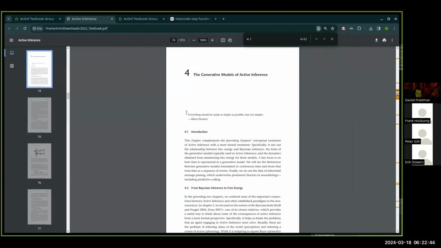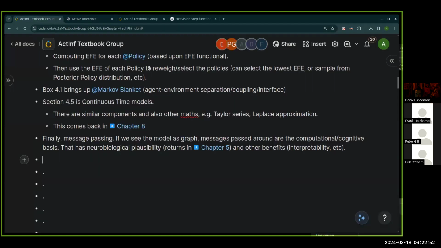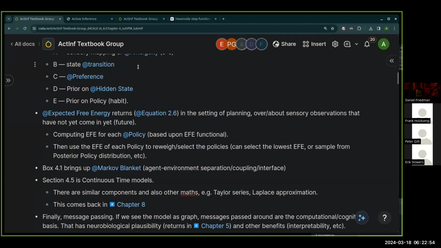Thanks for the summary, Andrew. Yeah, this is the dense chapter. Definitely one worth spending time with.